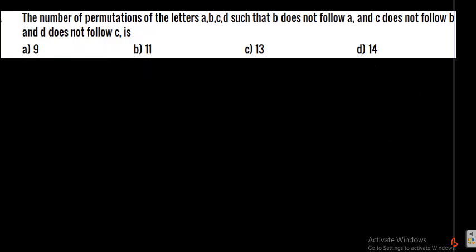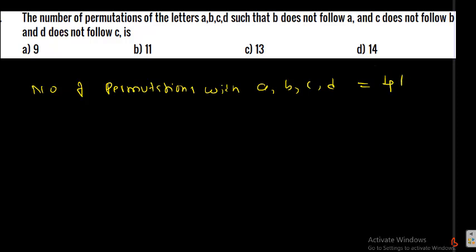So first of all, the number of permutations with a, b, c and d equal to 4 factorial. Okay students, in this 4 factorial we want to remove the permutations so that b follows a, c follows b and d follows c. Those permutations should be subtracted from 4 factorial.